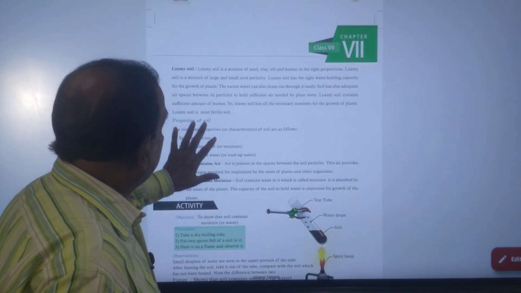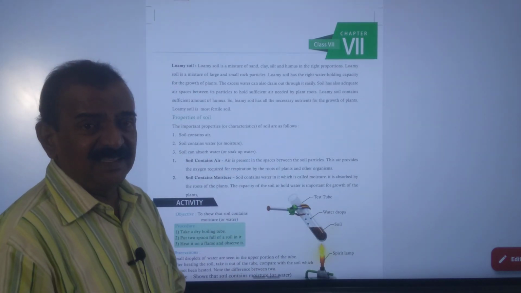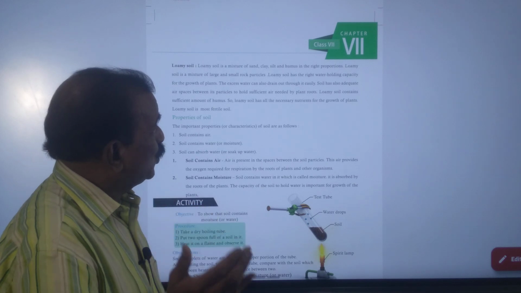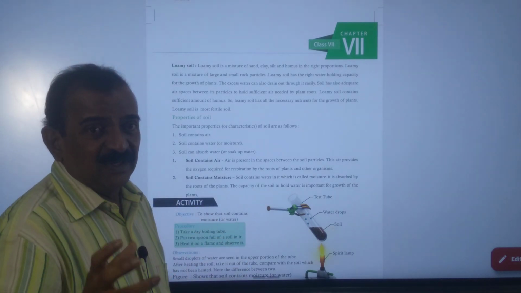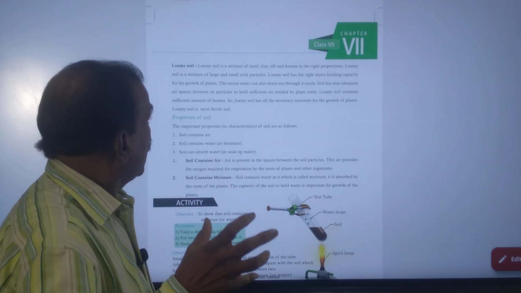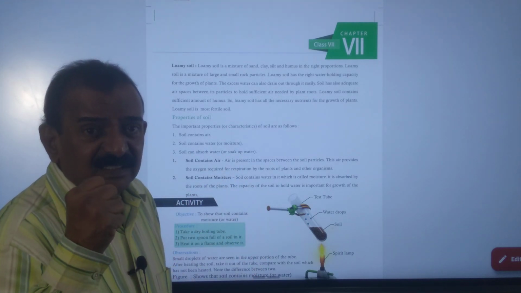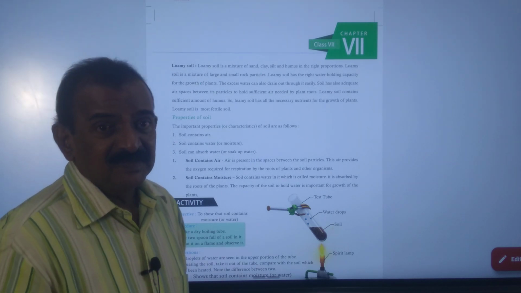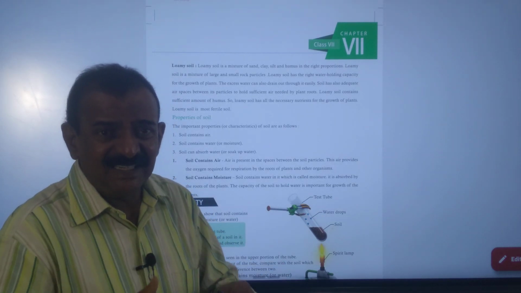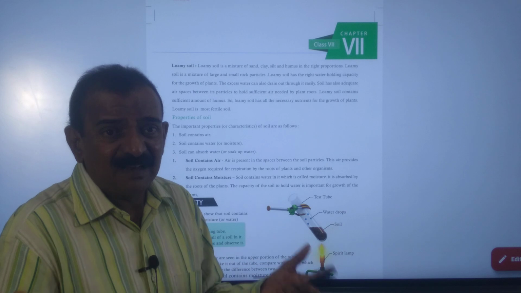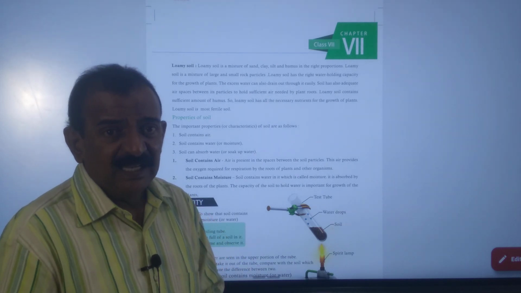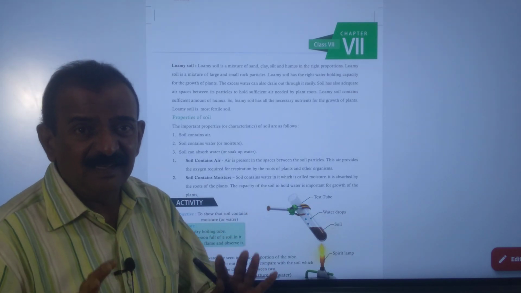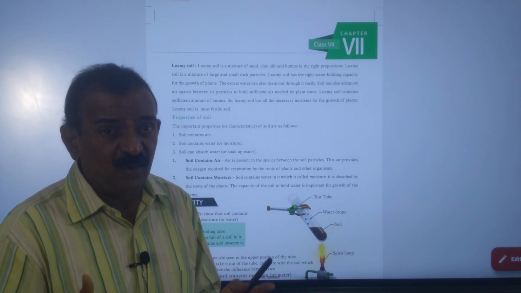The last one is loamy soil. Loamy soil is a soil with sand, clay, silt and humus in the right proportion. That is why loamy soil provides strength to the plant to grow well. Humus is formed by the decaying of dead organic matter, plants and animals, and it consists of nutrients. Many microorganisms live in loamy soil.